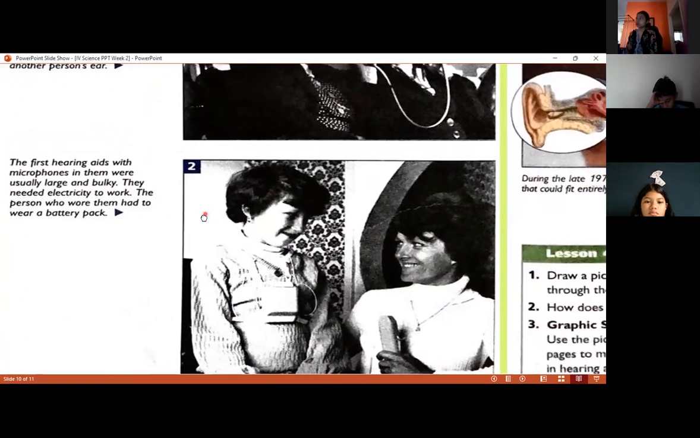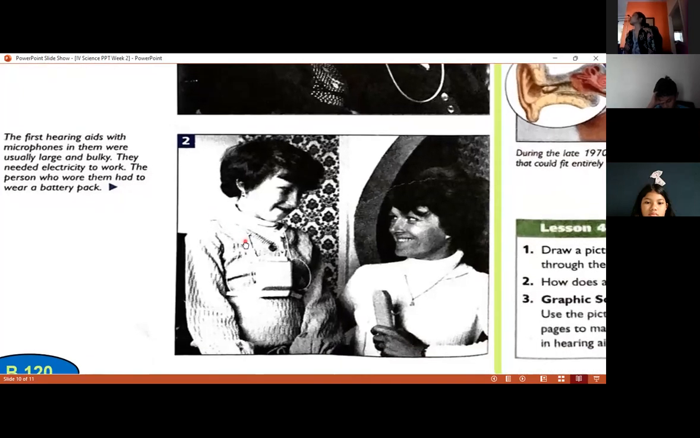Then it says that the first hearing aids with microphones in them were usually large and bulky. So they needed electricity to work. The person who wore them had to wear a battery pack. Now look at this. It's another one.